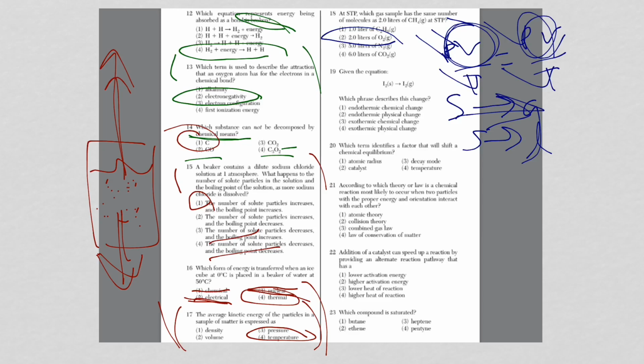So they're not asking about the term sublimation. First thing is endo or exo, and it is endothermic. So let's get rid of 3 and 4. And then is it a physical or a chemical change? It's physical, because all we're doing is changing the phase, which is choice 2. All right, rolling right along.